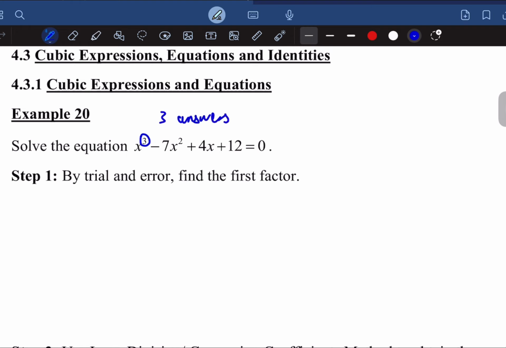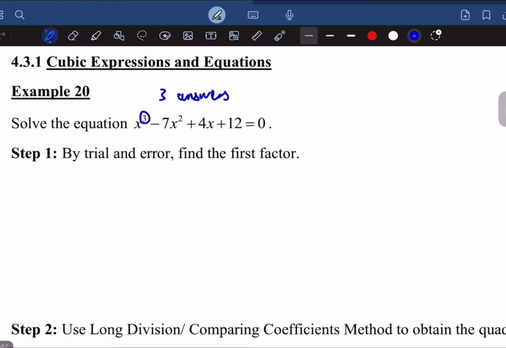after we solve. So from here, the first step for solving a cubic polynomial, we have to do trial and error. We can do some reverse engineering, which I will showcase to you all, so I don't talk too much. You can use the reverse engineering to get one of the roots. But first thing, because we are substituting numbers into this polynomial, we have to let f(x) equal x cubed minus 7x squared plus 4x plus 12.